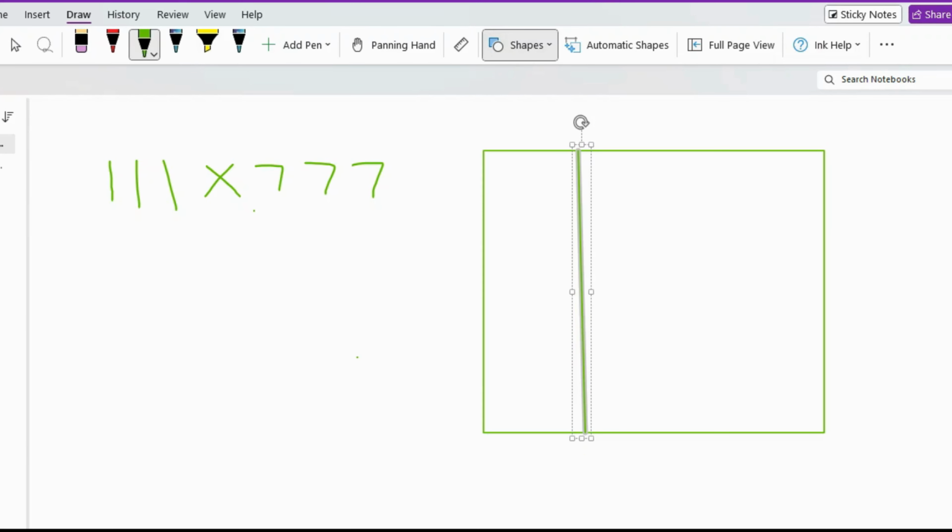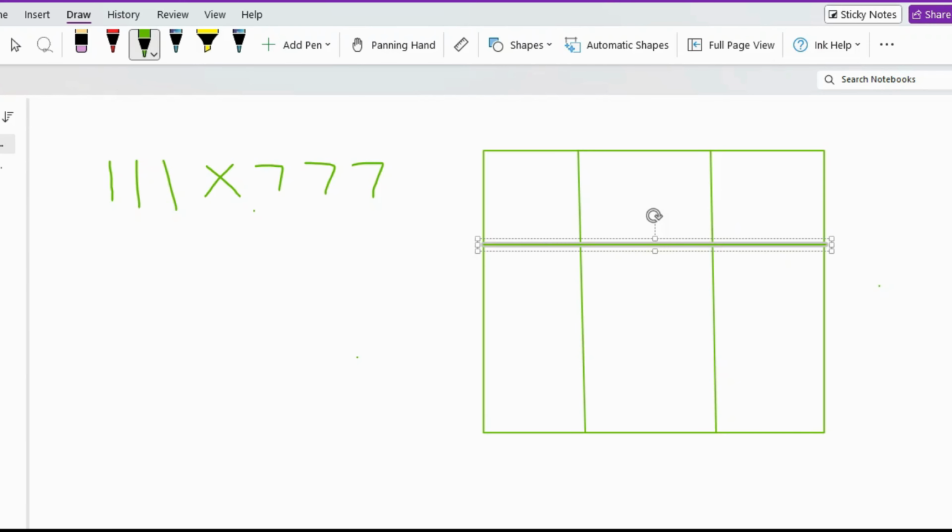This is the first one. Then we have the second one. So all for these numbers. Now, in the rows, it's 777, so we got to draw 3. We need to have 3 rows as well. So this is our first row, and the second one, and the third one. So you see we got 3 columns and 3 rows.